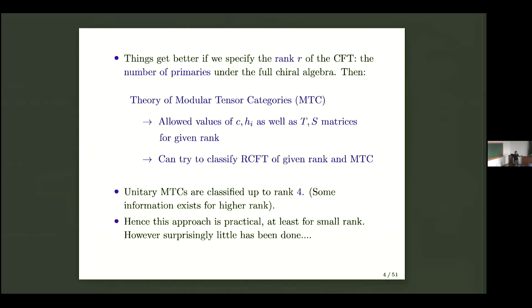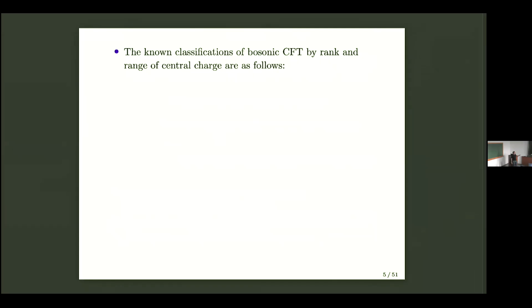Now, nevertheless, just to complete this part of the discussion, if we want to pose the problem as classify all rational CFTs by picking a rank and an MTC, or just picking a rank, it's surprising how little has been done. For example, we don't know all rank 1 rational CFTs. And for rank 1, the MTC is trivial. We don't know all rank 2, or actually for any rank. So maybe that statement was not precise.